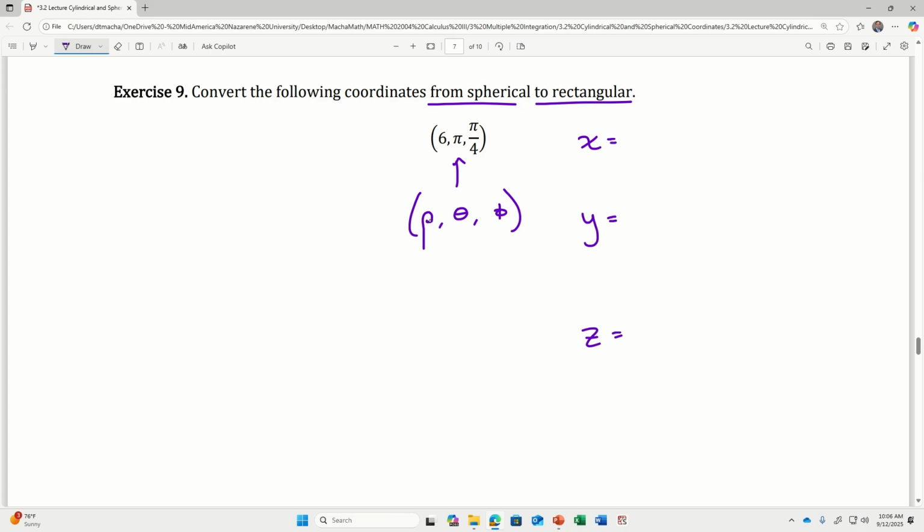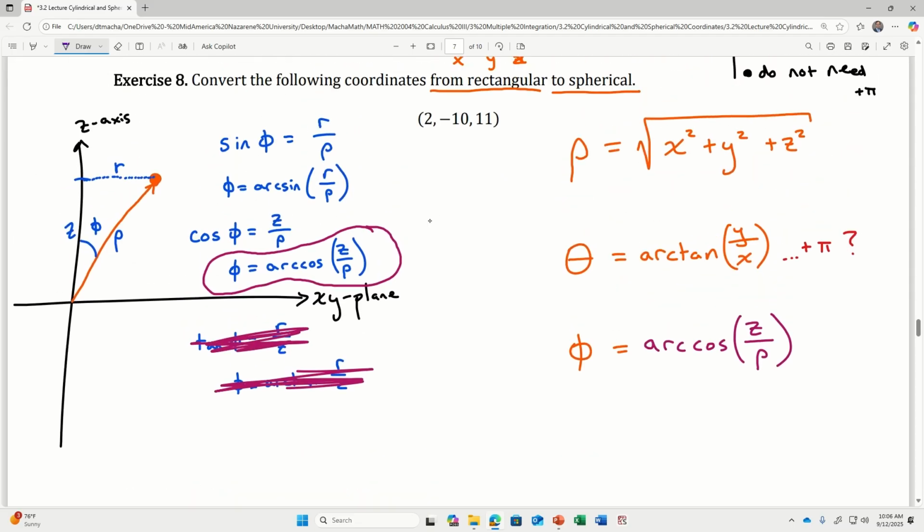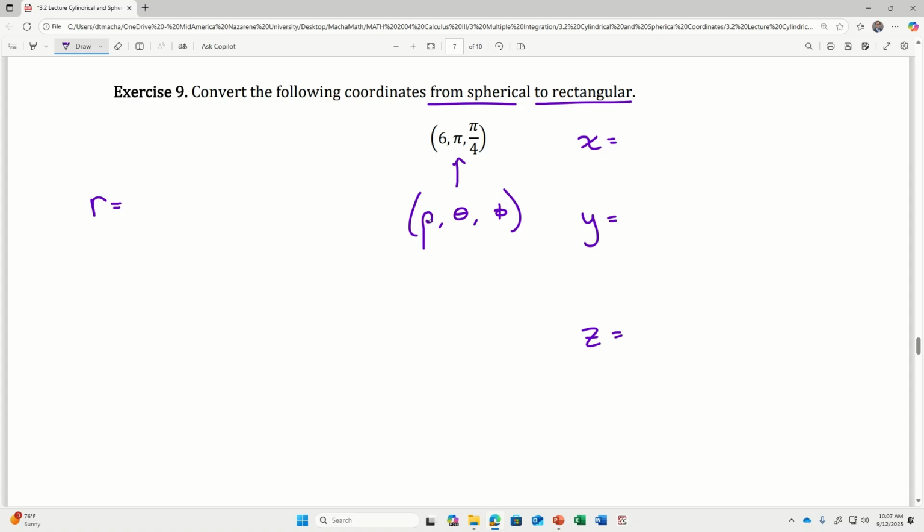And what I like to do personally, if I'm converting from spherical to rectangular, is just go ahead and calculate r first. That might be a little bit silly, but I'll explain. Sine of phi is r divided by rho, right? In other words, I could have written r equals rho times sine of phi. Does everybody agree with me there? So r is equal to rho times sine of phi.